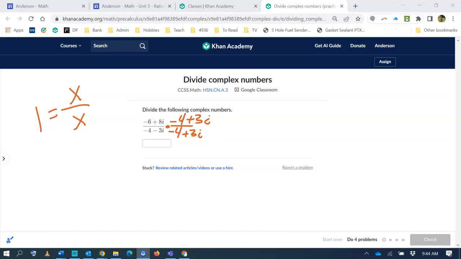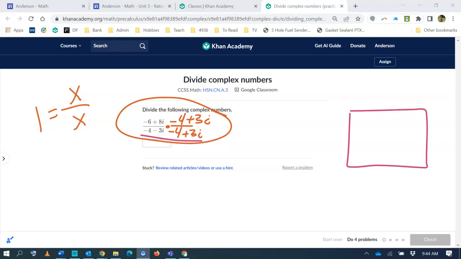So we have two different multiplication problems here. We have the top and the bottom. I'm going to do the bottom first so you can see why we're doing all of this. So we have -4 minus 3i times -4 plus 3i. So we make a box, -4 minus 3i, -4 plus 3i. Now we're going to multiply into the box.